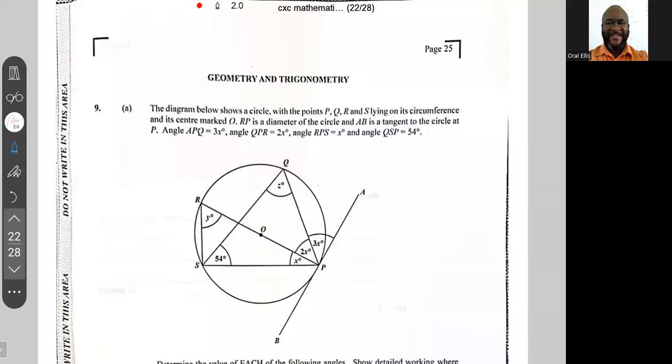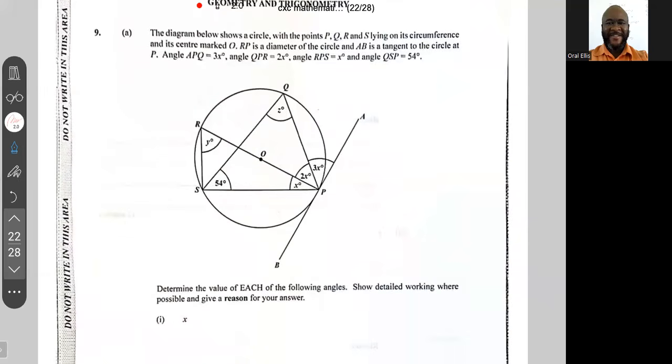So January 2022, question number 9. This says, the diagram below shows a circle with the points P, Q, R, and S lying on the circumference, and its center marked O. RP is a diameter of the circle. AB is a tangent to the circle at P. The angle APQ is 3x. The angle QPR is 2x. Angle RPS is x. And angle QSP is 54 degrees. Next, we're asked to determine the value of each of the following angles, show detail working where possible, and give a reason for your answer.